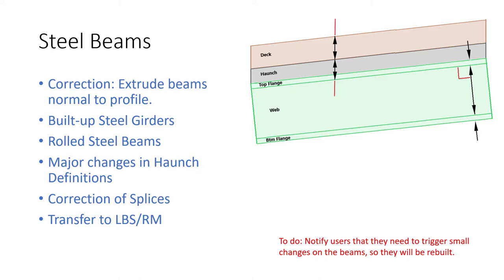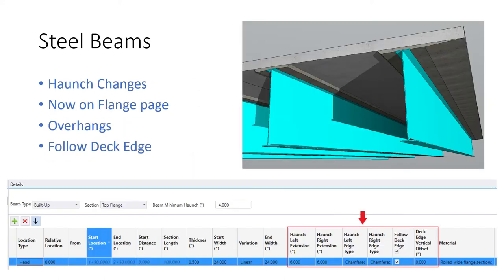Also, we have added an option on how we extrude steel beams, now normal to the profiles, on built-up steel girders and rolled steel beams as well. There are changes in the haunch definition, with some corrections that we have done on splices, and also how we transfer these to LEAP Bridge Steel and RM. For example, in haunches, now we have a specific flange page and continuous overhangs. So we can now extend overhangs, as you can see in the picture, all following the edge of the deck.